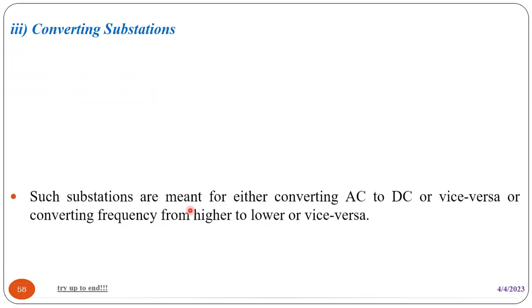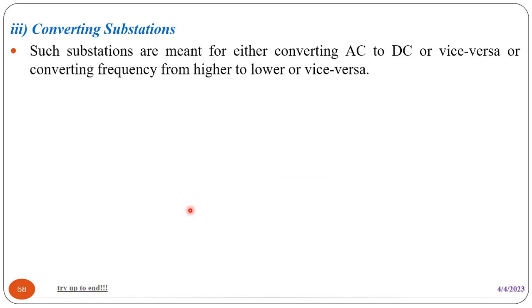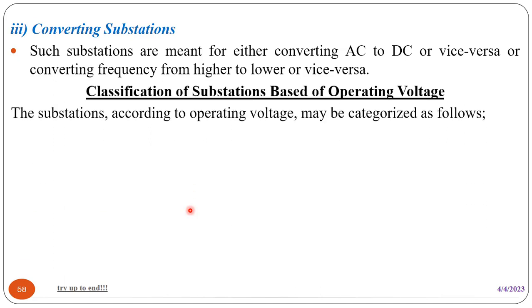Another is the converting substation, where we convert from one form to another, for example AC to DC or DC to AC. Such substations are meant for either converting alternating current to direct current or vice versa, or converting frequency from high to low or vice versa.